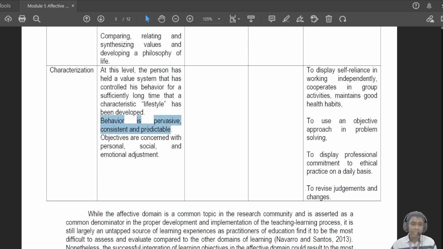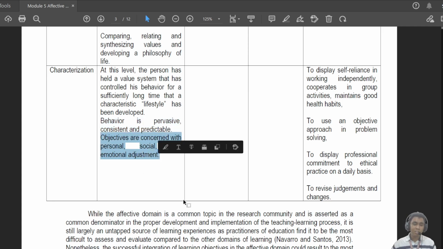Meron na siyang lifestyle na na-develop. Behavior is pervasive, consistent, and predictable. Objectives are concerned with personal, social, and emotional adjustment. What does this all mean? When you characterize, when you internalize, meron ka ng personality na matagal nang nasa iyo.